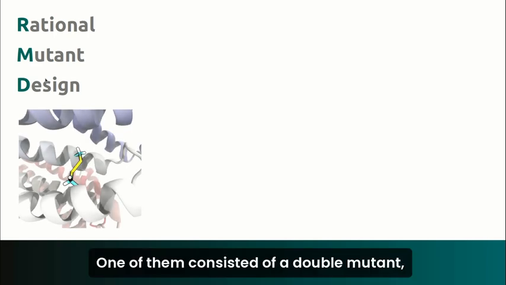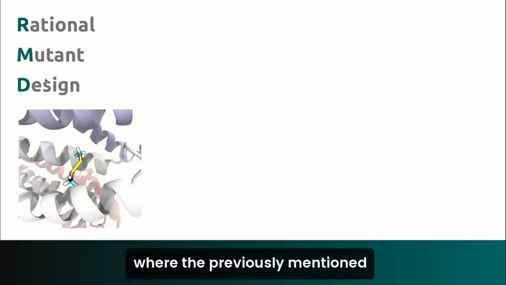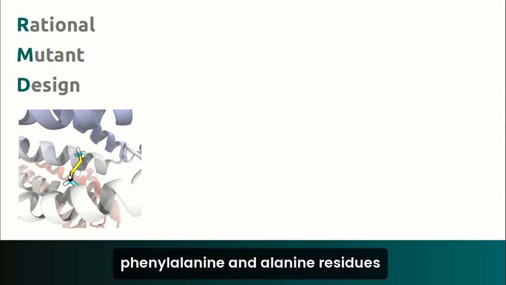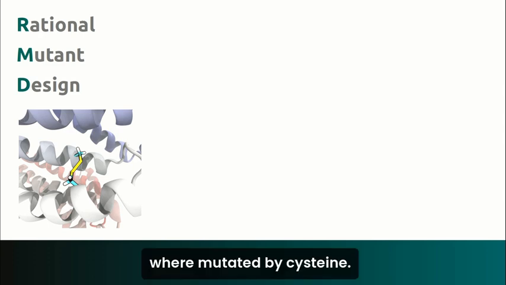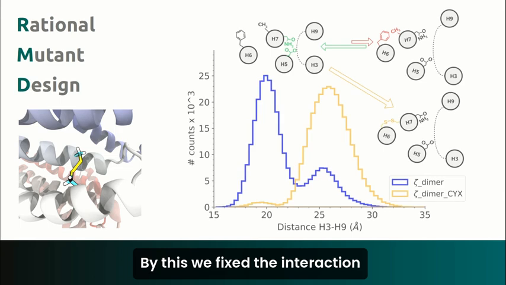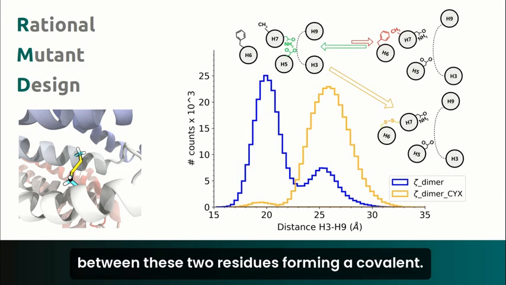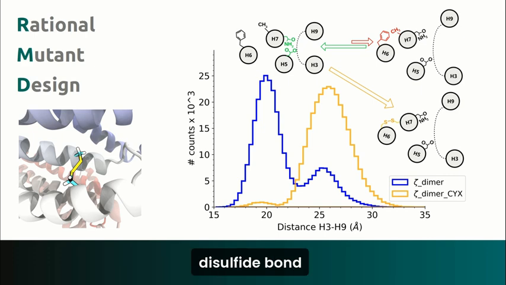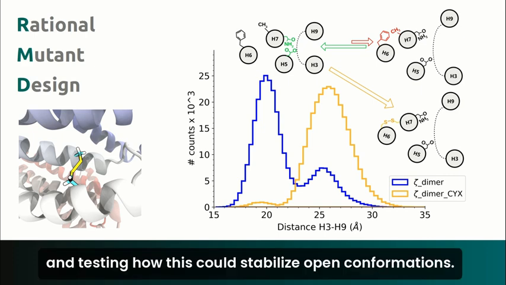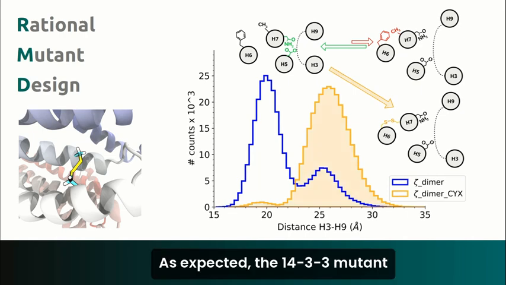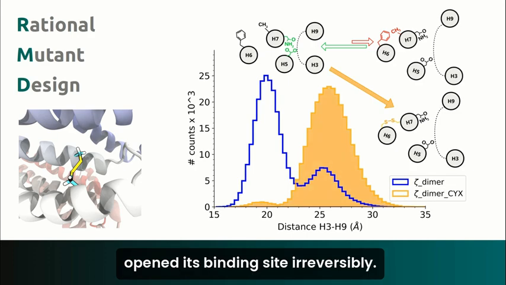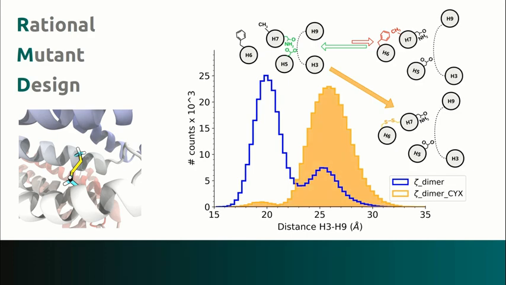One of them consisted of a double mutant where the previously mentioned phenylalanine and alanine residues were mutated by cysteine. By this, we fixed the interaction between these 2 residues, forming a covalent disulfide bond and testing how this could stabilize open conformations. As expected, the 14-3-3 mutant opened its binding site irreversibly.